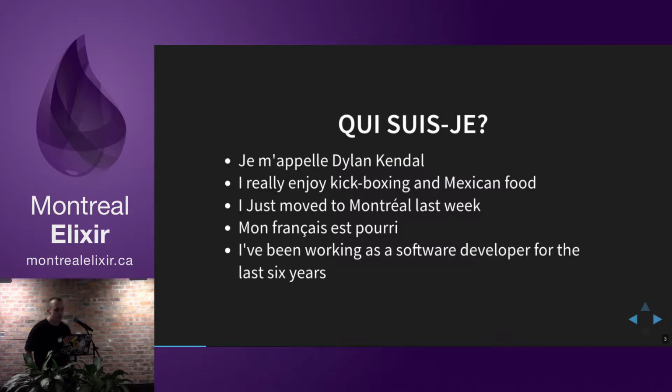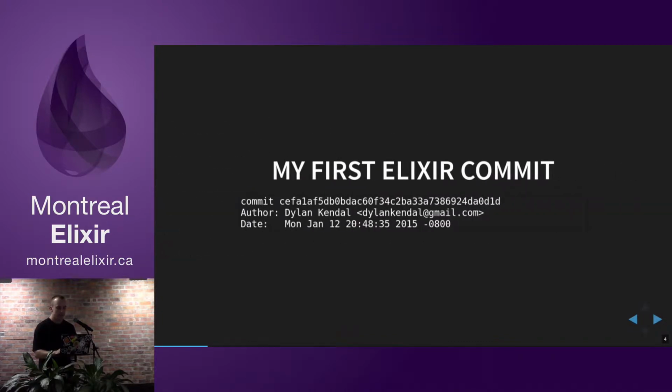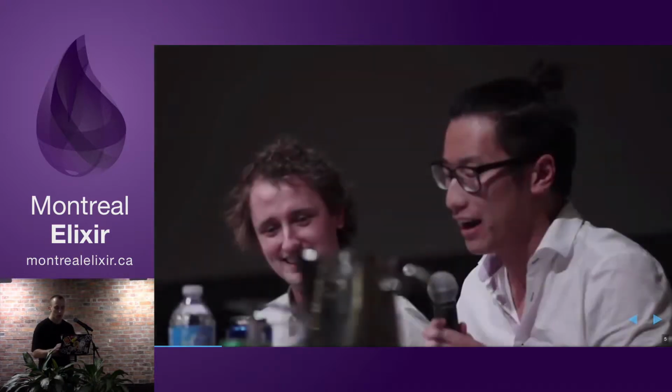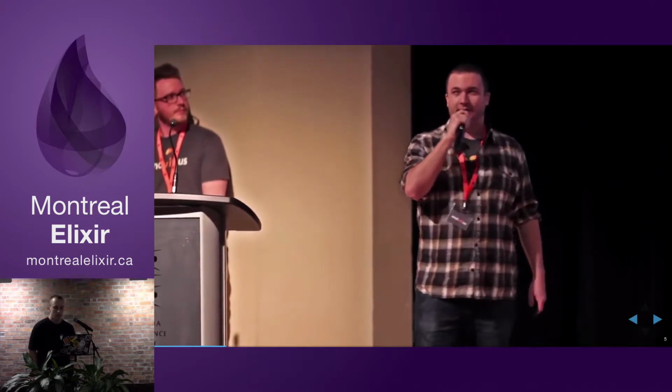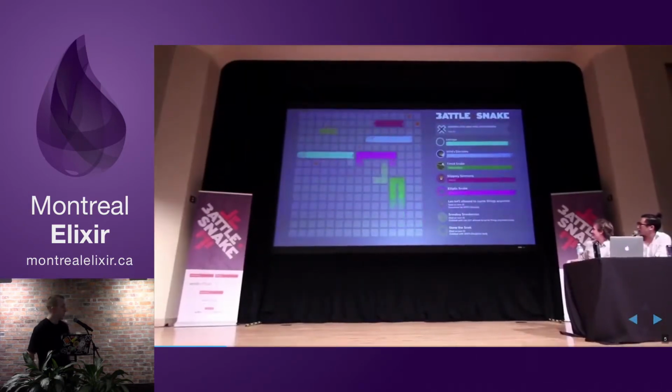I've been a software developer for the last 6 years. I've been writing Elixir for the last 2. I lied, it was in my description 3, but I looked back and it's actually only about 2 years. This is my first Elixir commit. I checked a couple days ago, and to my surprise, it was from 2015. I've been using it in school projects first, hobby projects, and more recently, I used Elixir to power a game server for a programming competition called Battlesnake.